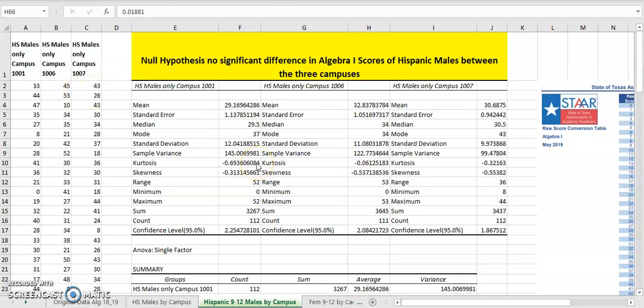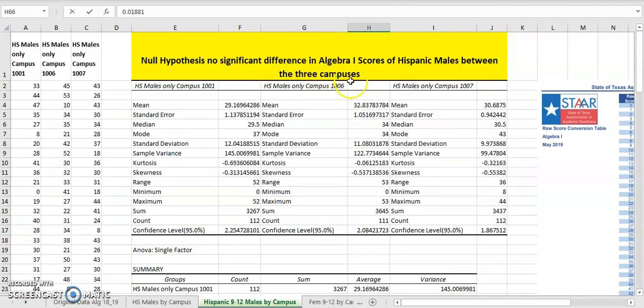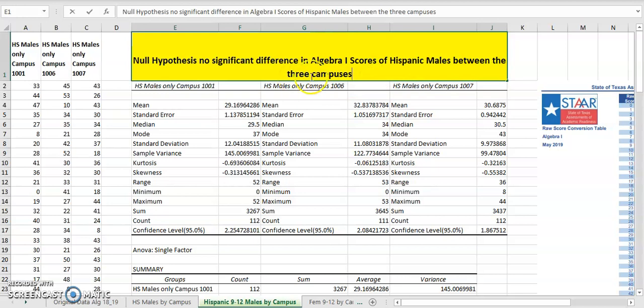The next thing I did was I needed to do a descriptive statistic. I went ahead and said my null hypothesis would be that there's no significant difference in Algebra 1 scores of Hispanic males between the 3 campuses, and I probably should put high school campuses.